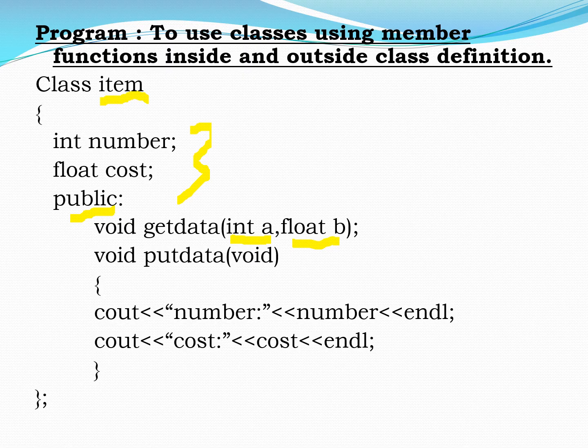In void putData, I have displayed with cout the number, which is a data member. Number is nothing but the data member, which is used under putData. And I have one more thing called cost. Cost is also one more data member which belongs to private. We'll see it in the next slide, what happens in the upcoming program.